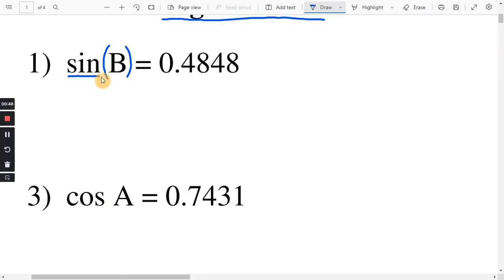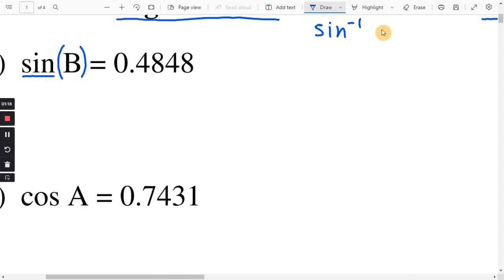Now this whole thing right here, sine of B, is one number, so you can't just divide both sides by sine. The opposite of sine, the way to get sine to cancel, is to take the inverse sine of both sides. So it looks like sine to the power of -1, but that is not an exponent. This just means inverse sine.